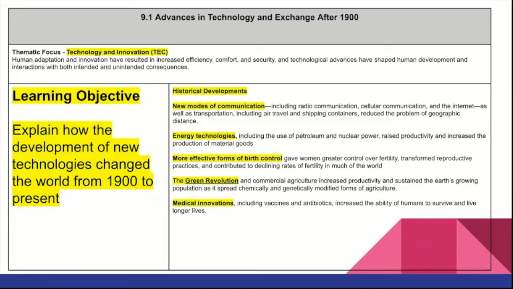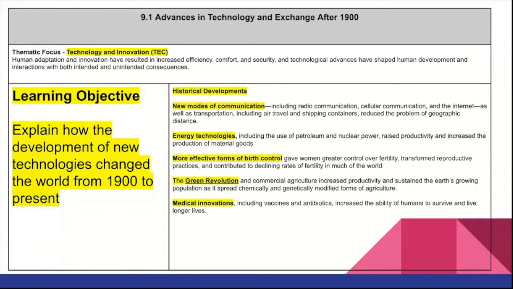More effective forms of birth control. This was huge. It gave women greater control over fertility, transformed reproductive practices, contributed to declining rates of fertility in much of the world. The Green Revolution. This is essential. You have to understand what was the Green Revolution and the positive and negative impact. And the commercial agriculture, it increased productivity substantially and sustained over time the Earth's growing population as it spread.